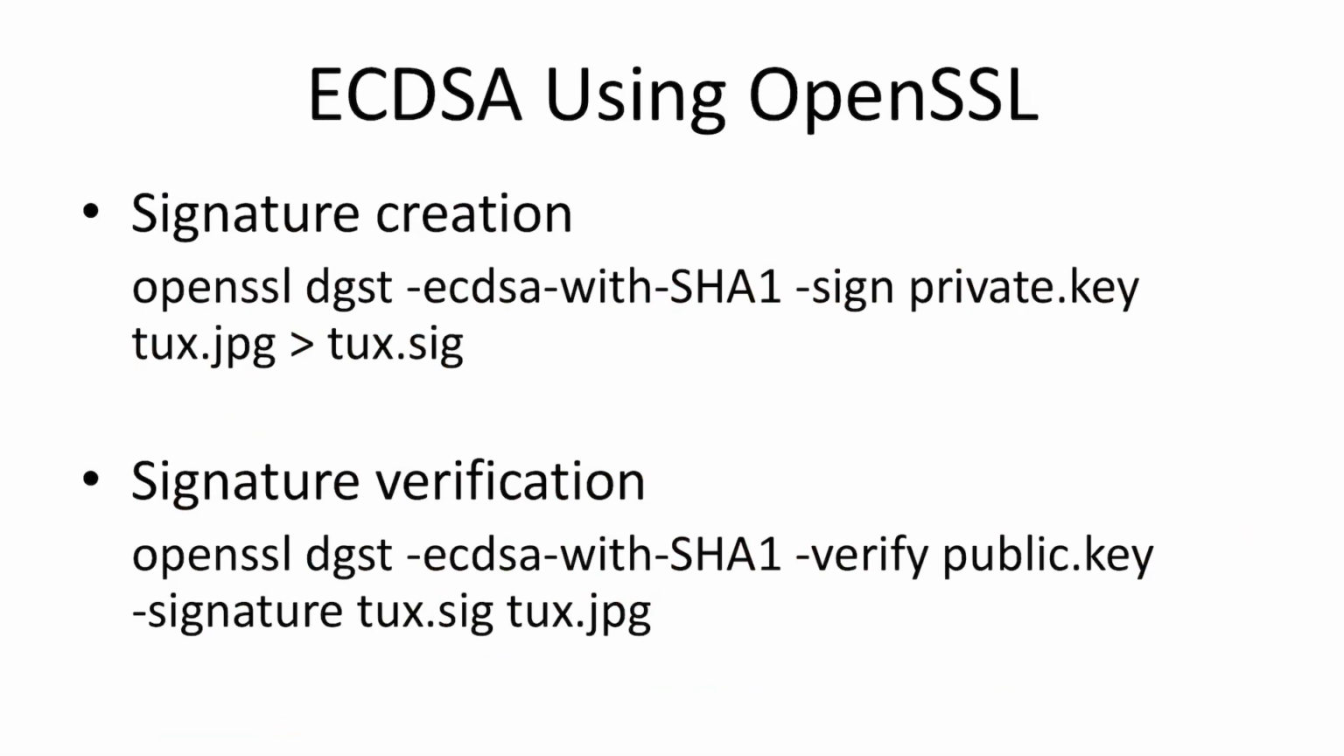Just like RSA and DSA, OpenSSL also supports the elliptic curve digital signature algorithm. So here are the commands that you can try out to create and verify the elliptic curve digital signature, in this case using SHA-1 as the hash function.